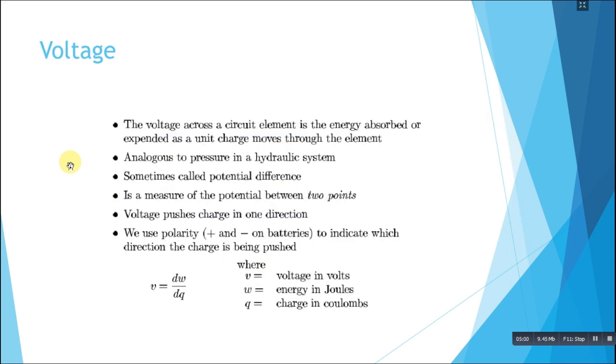Voltage across a circuit element is the energy absorbed or expended as a unit charge moves through the element. It is analogous to the pressure. It is sometimes called the pressure difference, which causes the flow of current. V is equal to dW by dQ, that is the work done on the charge to move it.